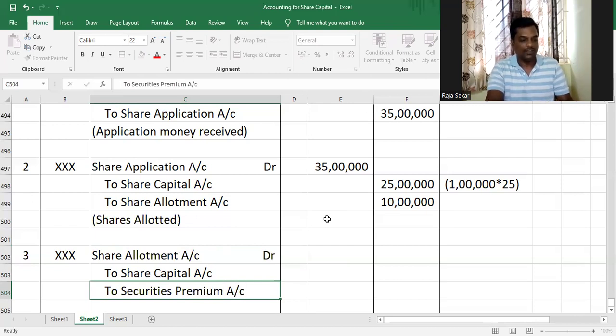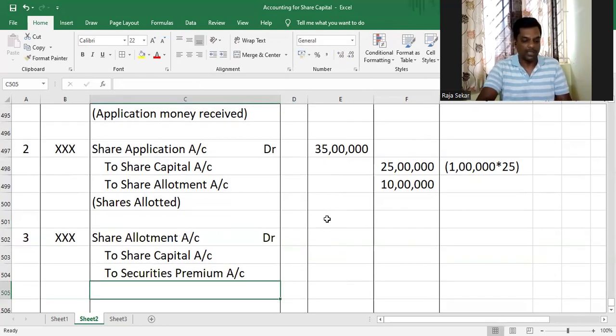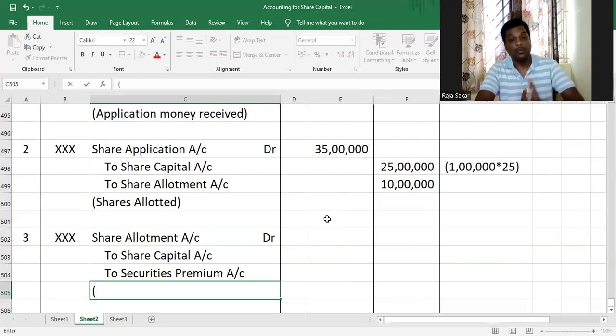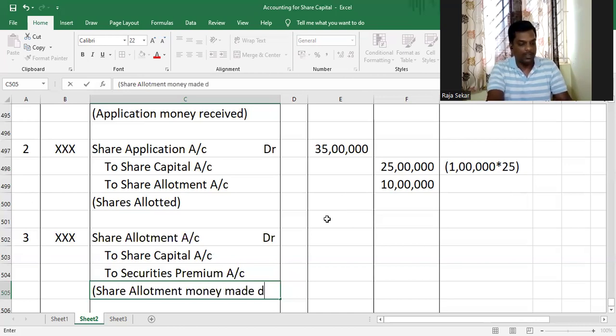This does not affect our question in any way, my dear children. The premium being involved in the question does not change how you account for pro rata allotment in any way whatsoever, unless calls in arrears are involved. So in this question, we don't have any calls in arrears, so we'll just go ahead and do the usual stuff. Share allotment money made due.